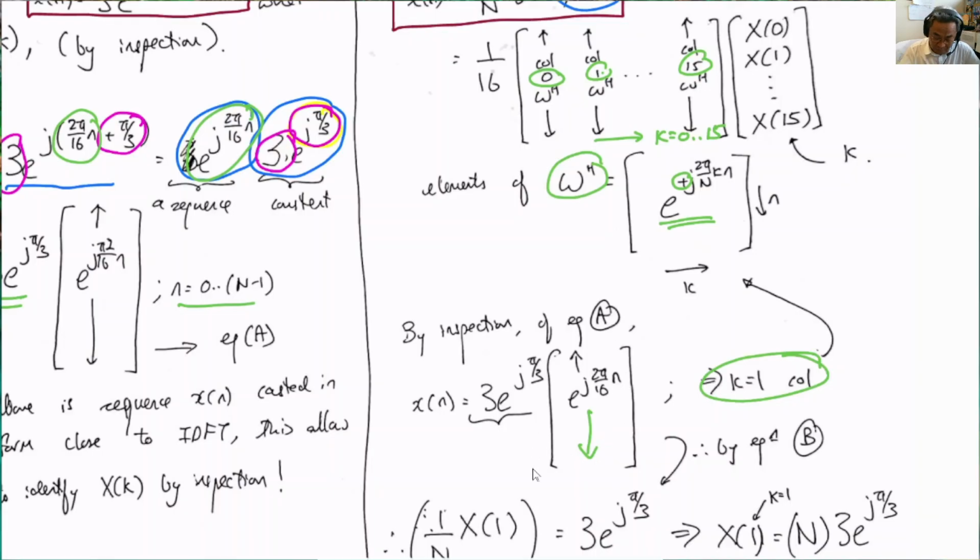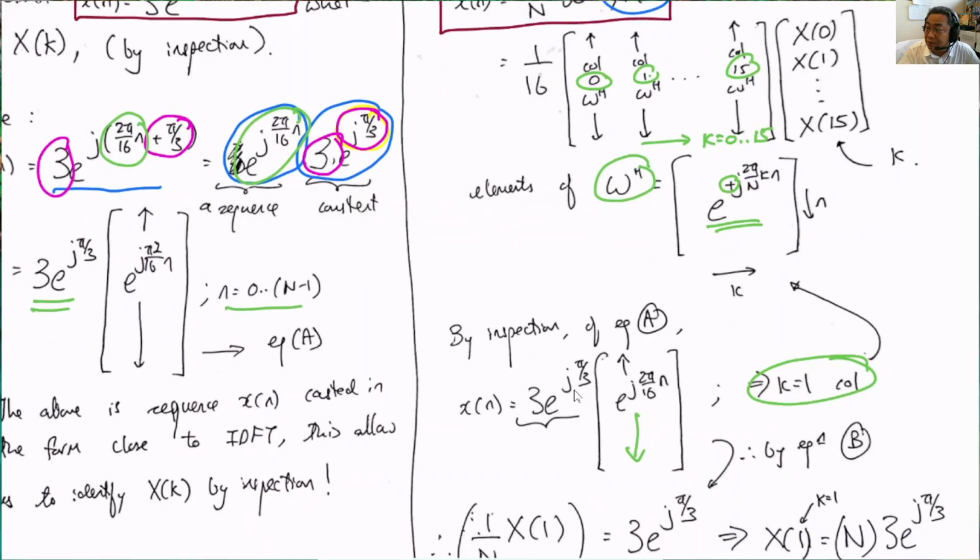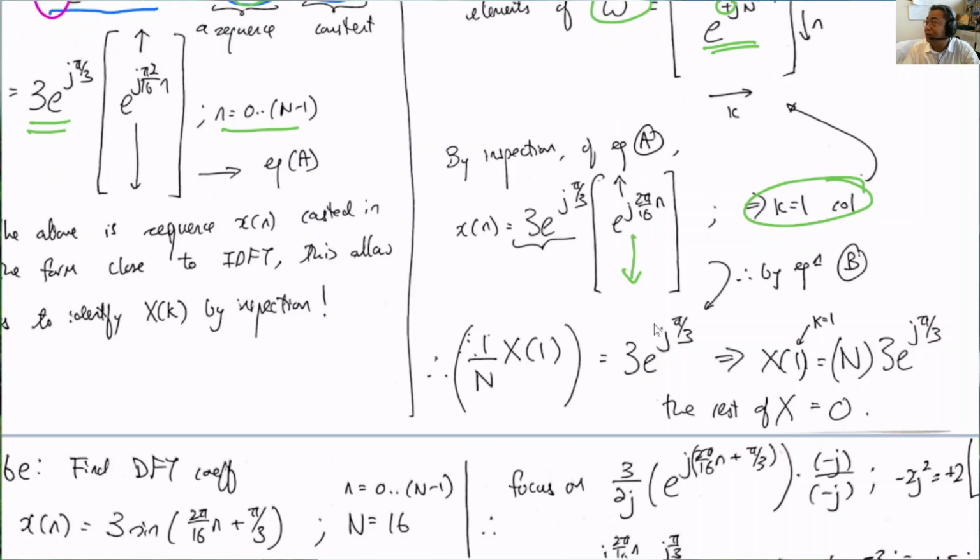The coefficient is 3e^(jπ/3). We bring it here. The column is here, and then we write the equation. When we write the equation, we can recognize this as the constant X1 multiplied by this column. Actually it's not exactly X1, it is (1/N) X1, which is what we need, multiplying this column. And therefore, we now know that X1 is simply N times the coefficient that is outside.